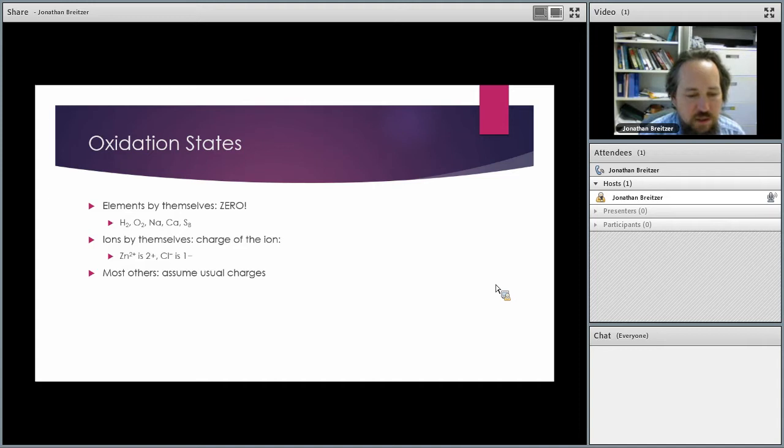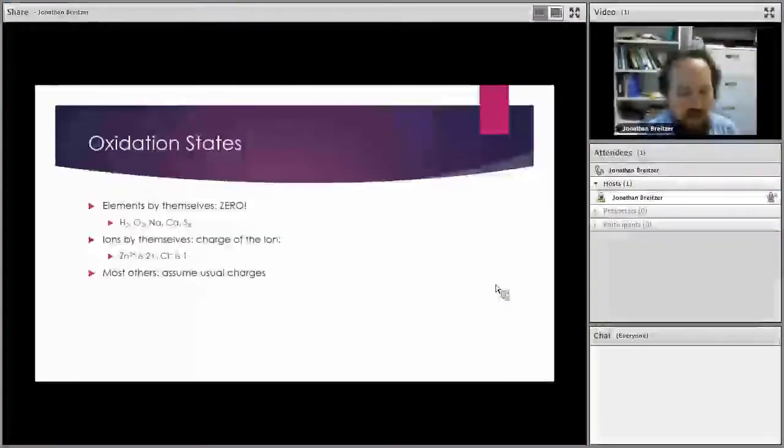Ions by themselves, if you have an ion that's just by itself with a charge, then the oxidation state is simply the charge of the ion. Zinc 2 plus is 2 plus, chloride ion is 1 minus. Now, the rest of the time we'll talk about how to do it for the other ions.